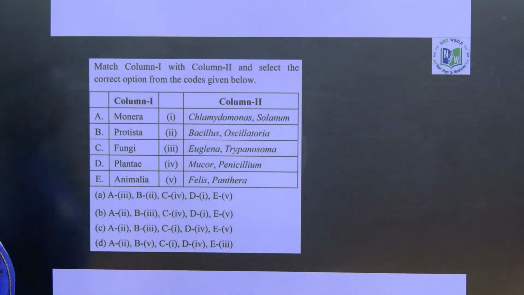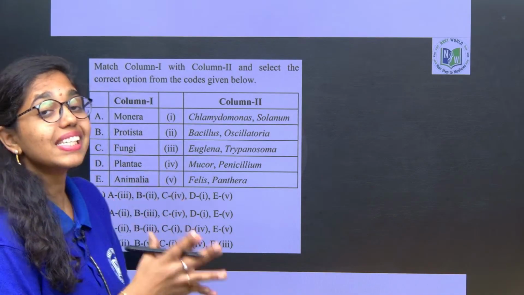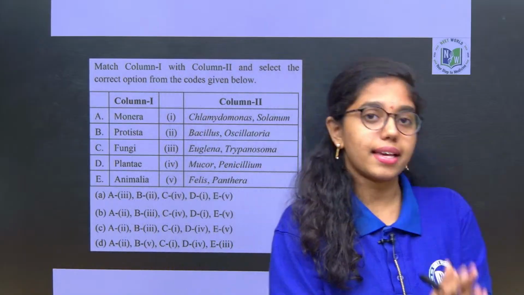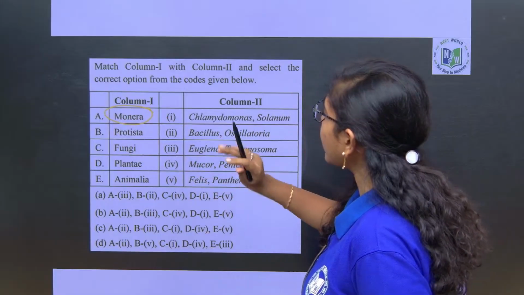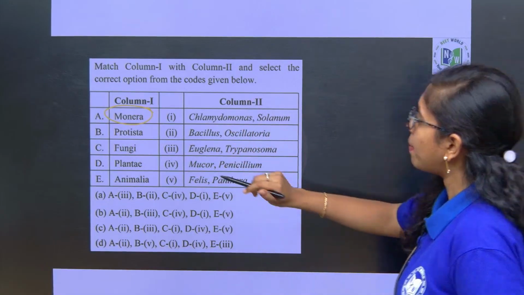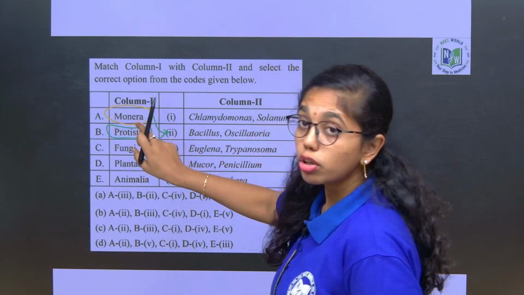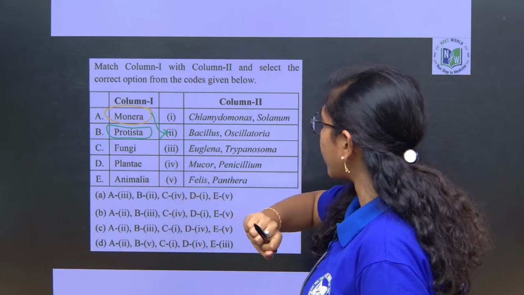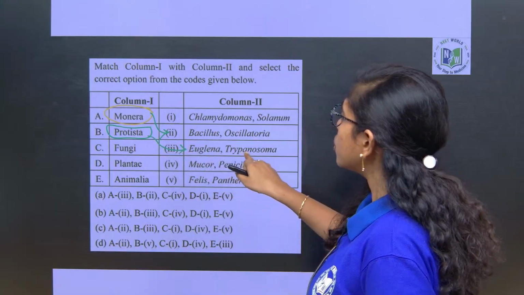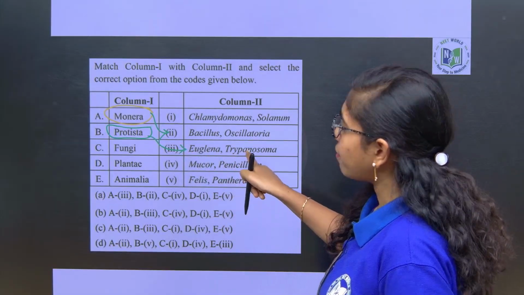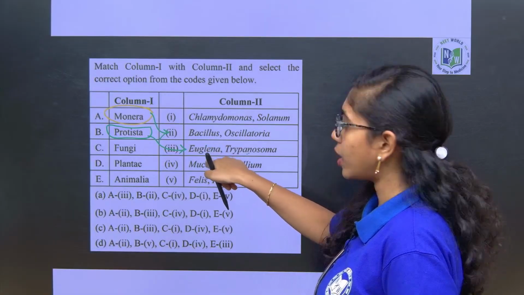Next, column 1 and column 2, again a match-the-following type of question. This is basically on the examples. Under Monera, what are the examples? Bacillus and Oscillatoria. Protista includes unicellular eukaryotic organisms. Unicellular eukaryotes here include Euglena and Trypanosoma, which is a flagellated protozoan, and Euglena, which has mixotrophic nutrition, under chrysophytes.